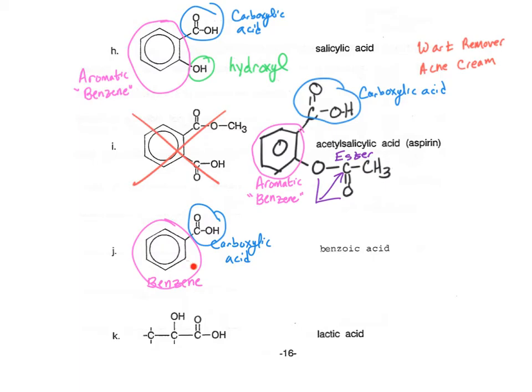And the last one in our list here, letter K, is lactic acid. It has a carboxylic acid and a hydroxyl group. So we see it's both an alcohol and an acid, and you may have heard of the term alpha hydroxy acid. Well, this is an example of an alpha hydroxy acid. The alpha means that it's next door to the carboxylic acid. So we have a hydroxy group next to a carboxylic acid.